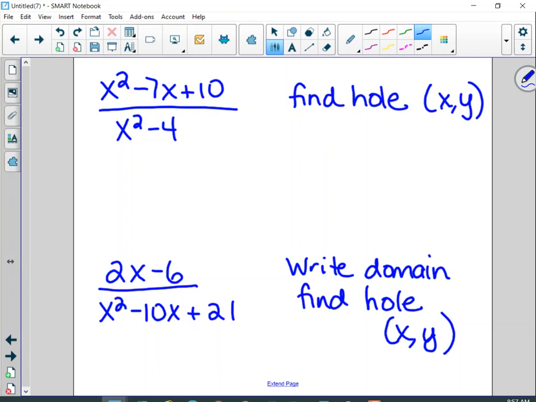Okay, so the problem here: factoring is not throwing away. So when you factor a 2 out of this, you're still going to have a 2 in there. You're going to have a factor of 2. Because a multiplication problem that equals 2x minus 6 would be 2 times x minus 3. And you'll have a 2 up there. So when you take out the x minus 3, you'll still have a 2 up in the numerator.